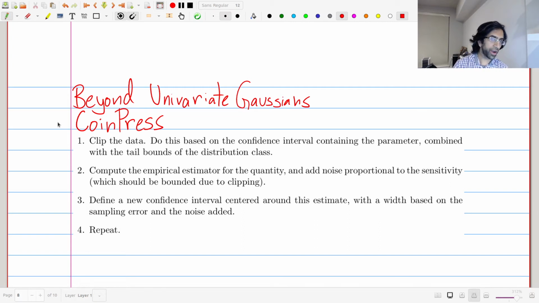Welcome back. For the final part of today's lecture, we're going to go beyond univariate Gaussians. So let's recall, we're going to do one of these, at least the first one, using the same type of framework that we did at the end of the last segment, which is known as coin press. It's called coin press for confidence interval based estimation, essentially, private estimation.